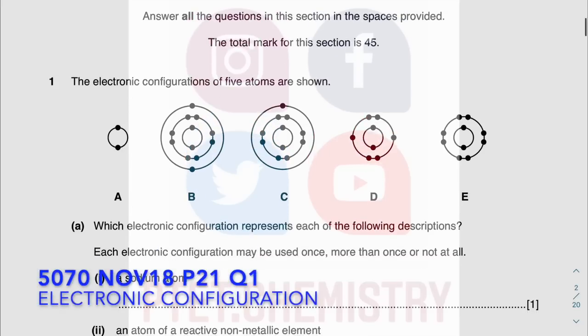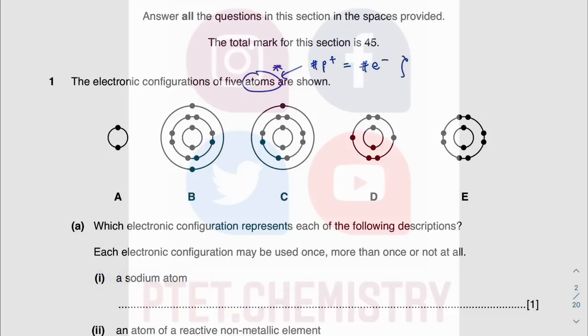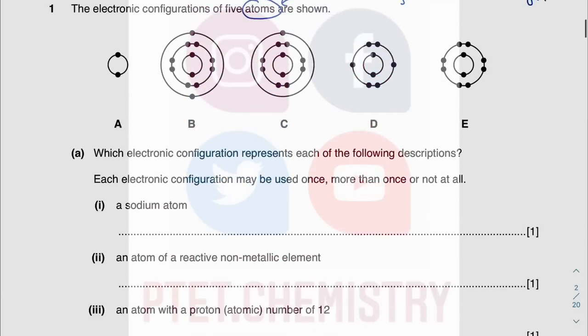Okay, so question 1. You're given electronic configuration of 5 atoms. You look there, it's atoms, it's not ions. Because this is an atom, it means the number of protons must equal the number of electrons. That's why overall there's no charge for an atom, because they balance out, yeah? Okay, so which electronic configuration represents each of the following descriptors? They may be used once, more than once, or not at all.